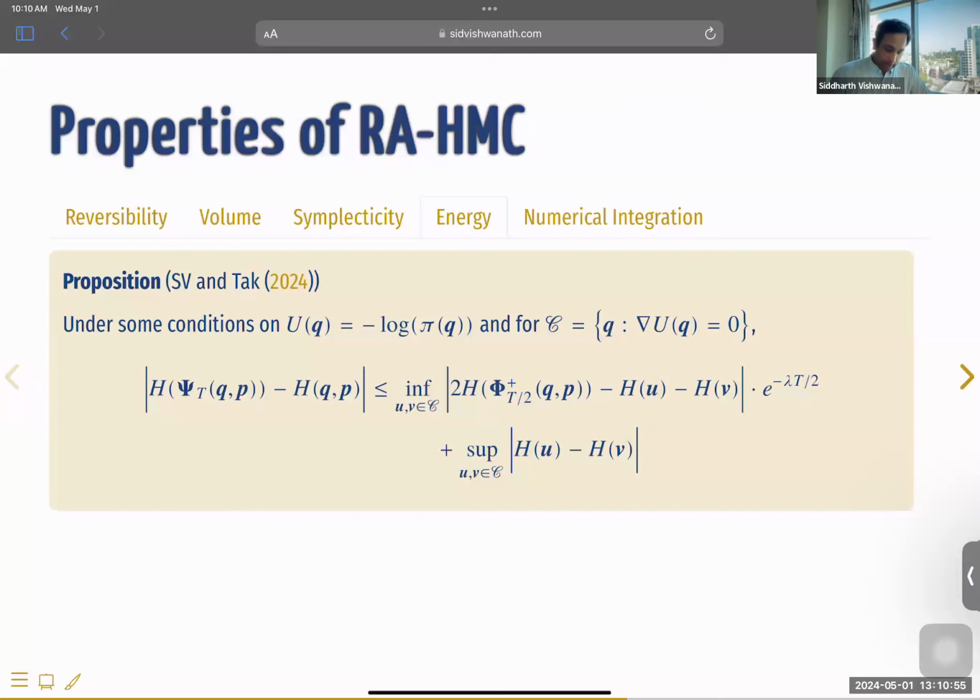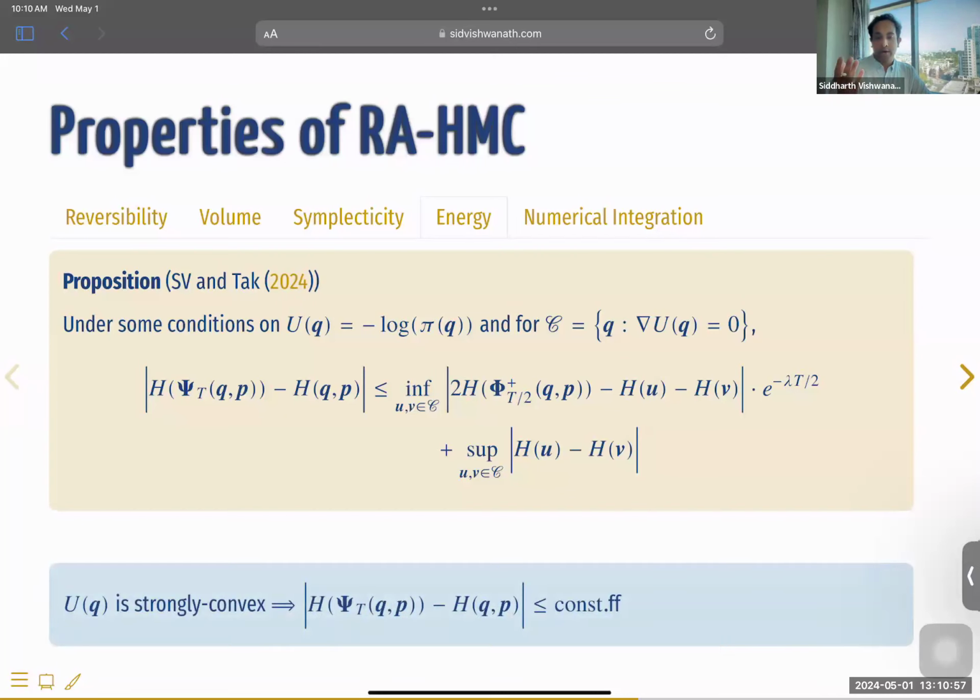Okay, so if you further assume that your distribution is strongly log concave, or equivalently that your potential energy function is strongly convex, then you can show that this energy drift is bounded by some constant. The constant is a small constant.